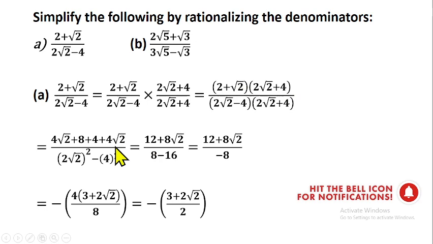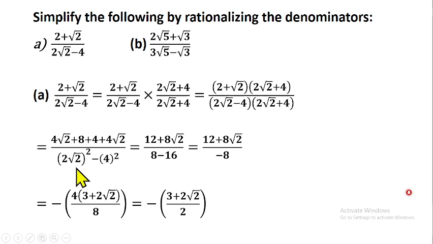So here you can collect like terms. 8 plus 4 will give us 12. Does that make any sense to you? Then we can add 4 root 2 plus 4 root 2 together because they have the same root. So 4 root 2 plus 4 root 2 will give us 8 root 2, over what is root 2 squared? If you remember, that means root 2 in two places. 2 times 2 gives us 4, then root 2 times root 2 gives us 2. 4 times 2 gives us 8. I hope you understand what I've done there.